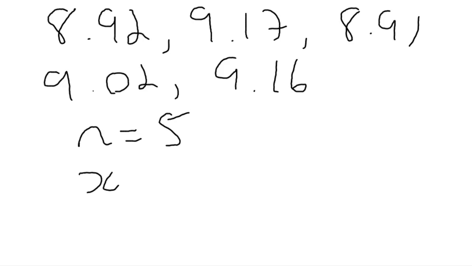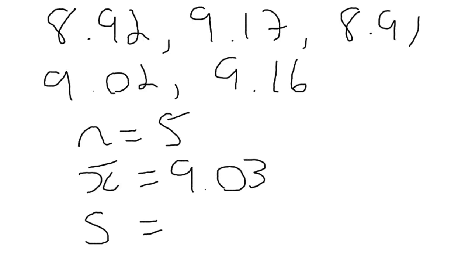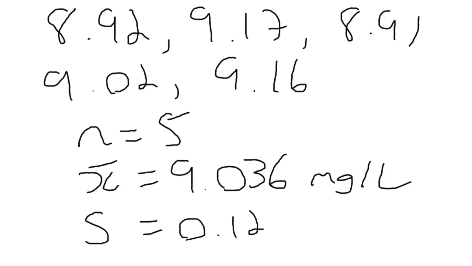And then usually with a calculator or some kind of spreadsheet program, we would come up with the mean value for the sample and the standard deviation for the sample. In this case, the mean is 9.036 milligrams per liter, and the standard deviation is 0.125 milligrams per liter. Once you have those values, we can plug them into the confidence interval equation.